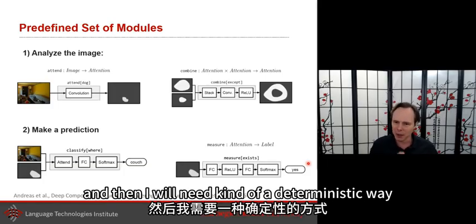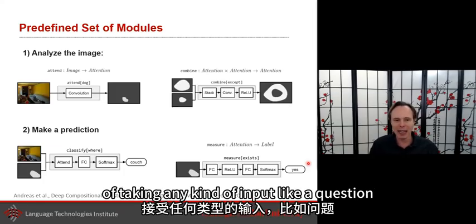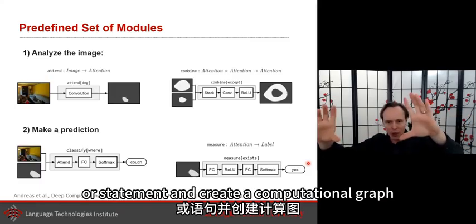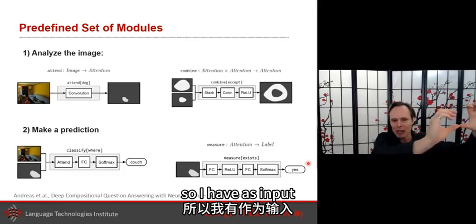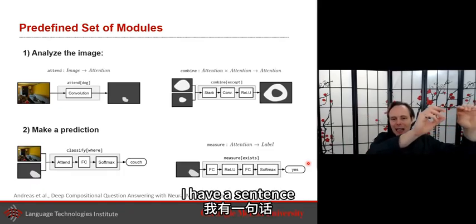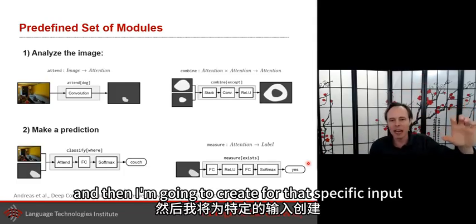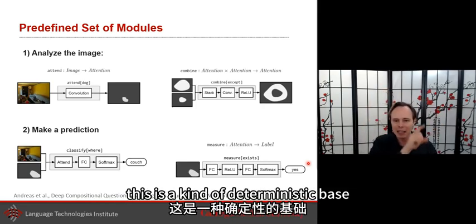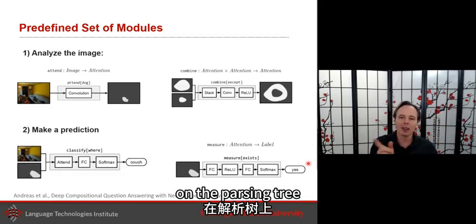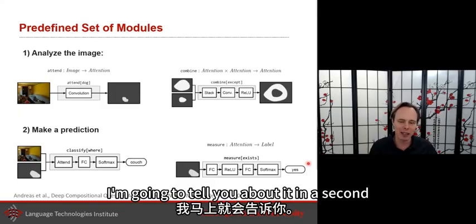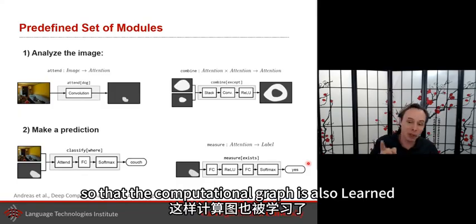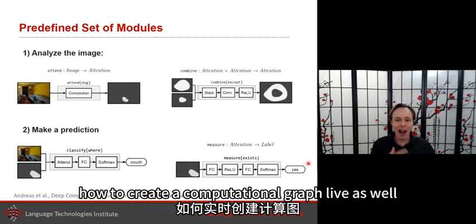I can use my knowledge to define what those modules could be. And then I will need a deterministic way of taking any kind of input, like a question or a statement, and creating a computational graph. So as input, I have a sentence and a possible set of predefined modules. And then for that specific input, I'm going to create a computation graph. Right now, this is deterministic, based on the parsing tree. I'm going to tell you in a second how to make it so that the model also learns to create the computational graph live.